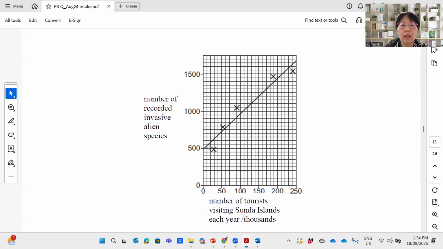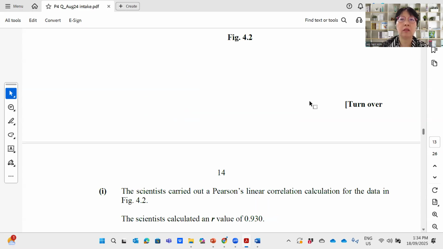So you can see that there is a straight line going up. When the number of tourists increase, the number of invasive alien species also increase.